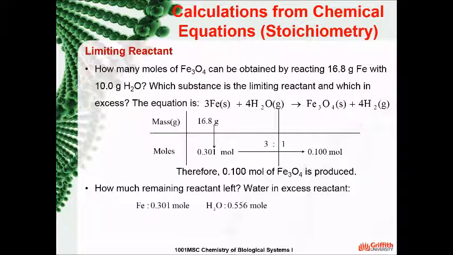We started with 0.556 moles of water and 0.301 moles of iron. Remember that we need to take the molar coefficient into consideration. The moles of water remaining will be 0.556 moles minus 4 over 3 times 0.301, which gives 0.155 moles.